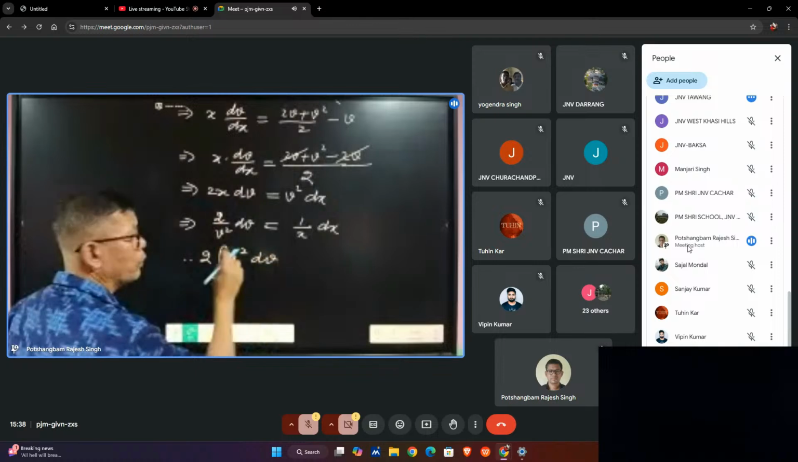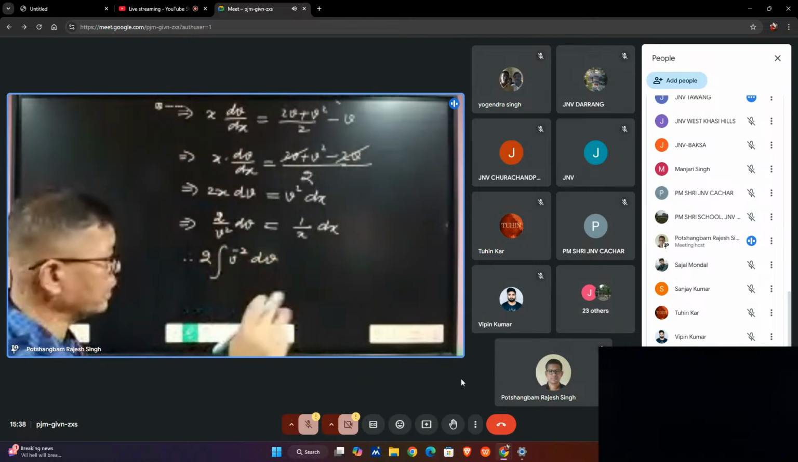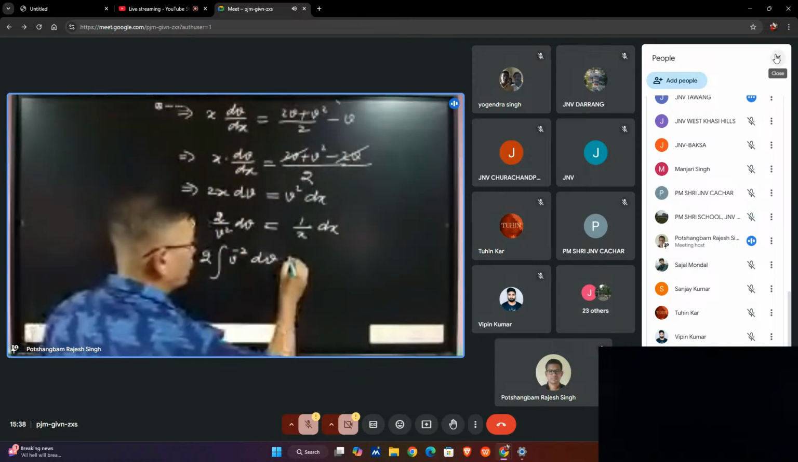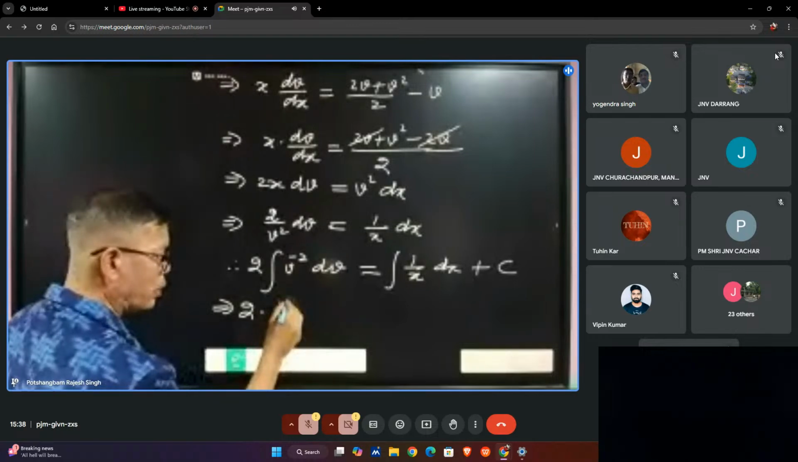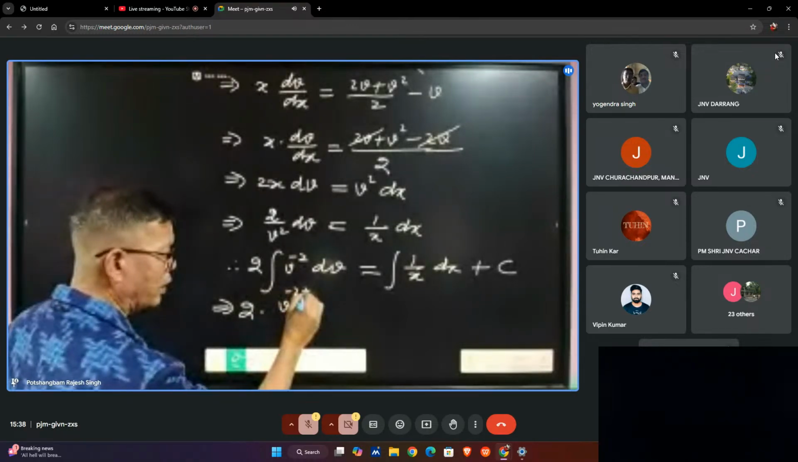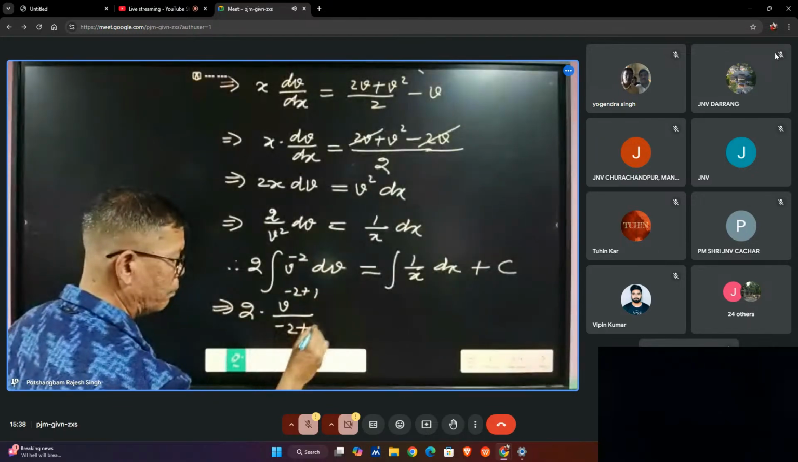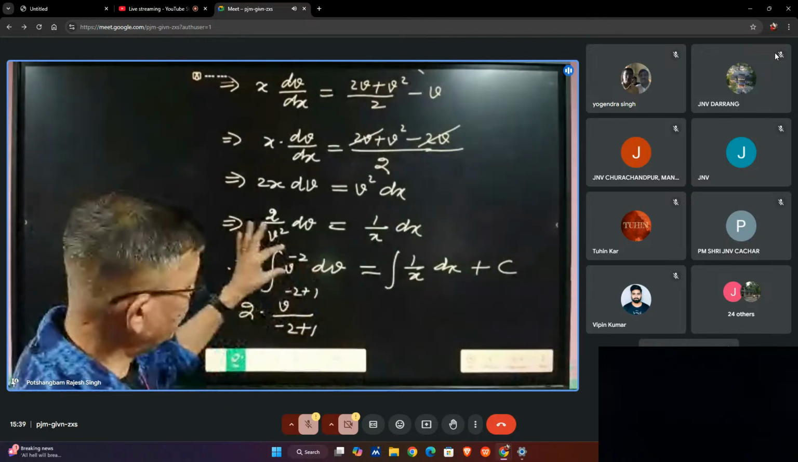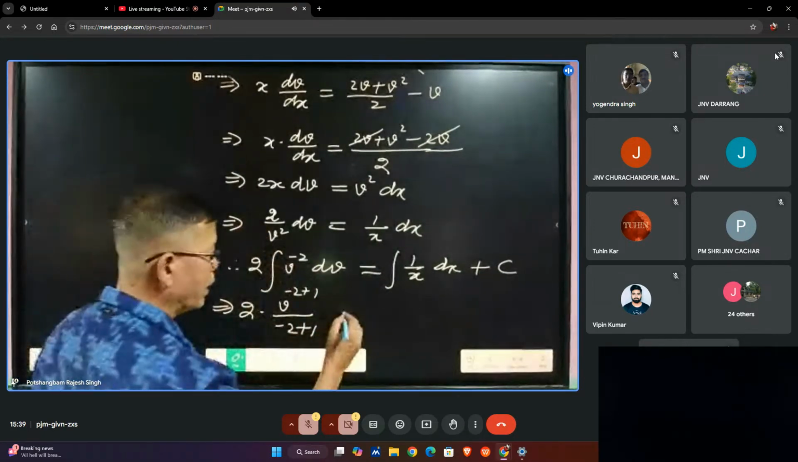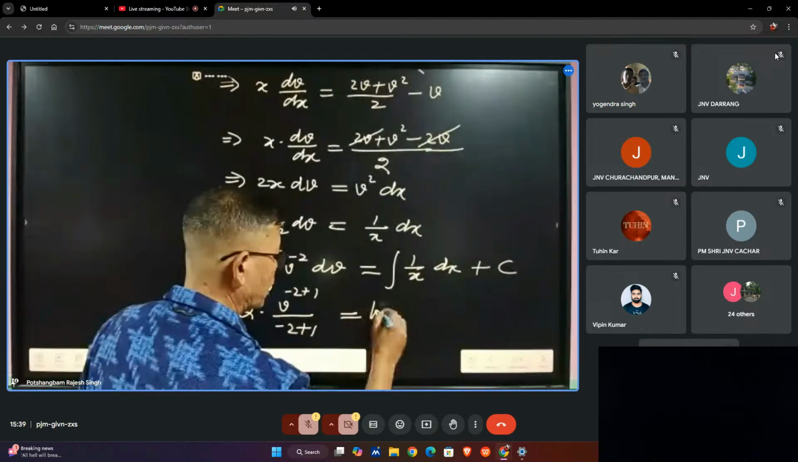So that you can integrate this with the help of the power rule, that is x to the power n. On this side, 1 by x dx, and a constant of integration on this side. The integration of x to the power n is x to the power n plus 1 divided by n plus 1. The power rule is used, and here we get log x.